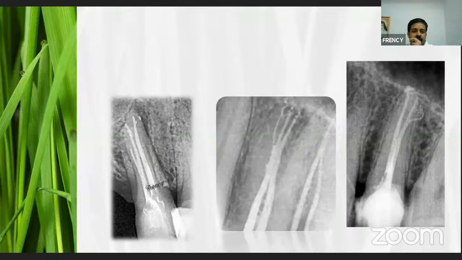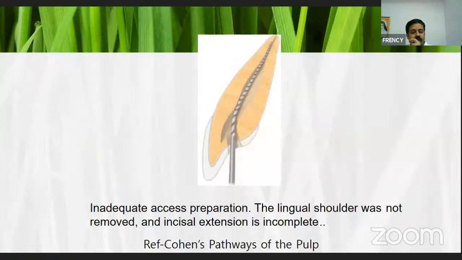Suppose you are getting the palatal canal very easily, and you are not getting the buccal canal, or the instrument is not going beyond the middle third very easily, you should always suspect an additional buccal canal or division of the buccal canal. This type of problem usually occurs in maxillary premolars. Sometimes you are getting a lot of resistance in the buccal canal in the middle third or coronal third region itself. You should suspect an additional canal. Then always remove the lingual shoulder when you are doing a root canal for anteriors.